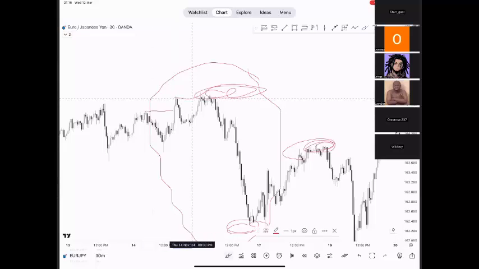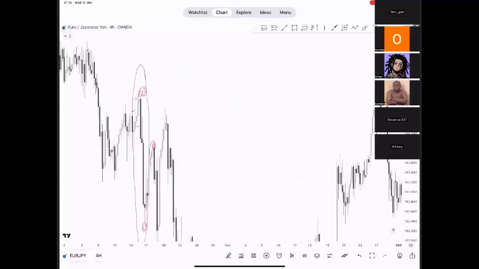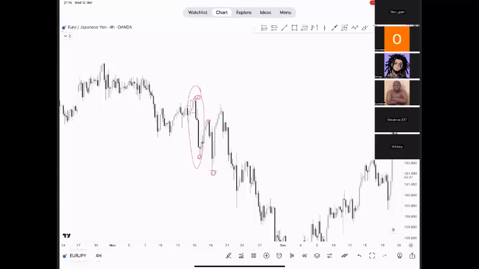Different BOS, and the expansion moves was having what? Different break of structures as well. But if you go back to the 4 hours time frame, it looks neater. It just looks like one move, right, on the 4 hours time frame. But if you go down towards the lower time frame, it has so many things going on with it.